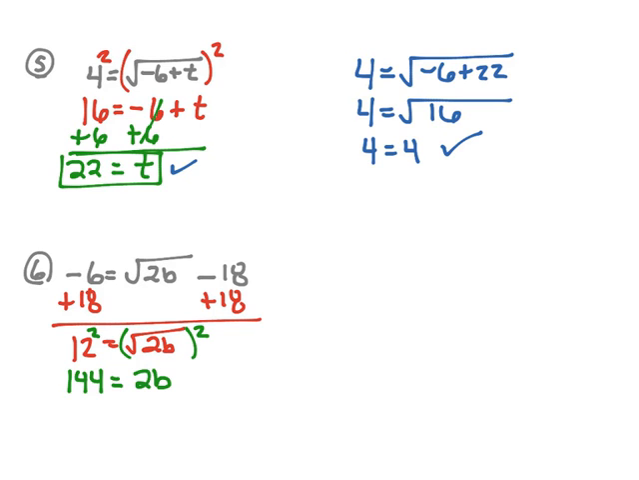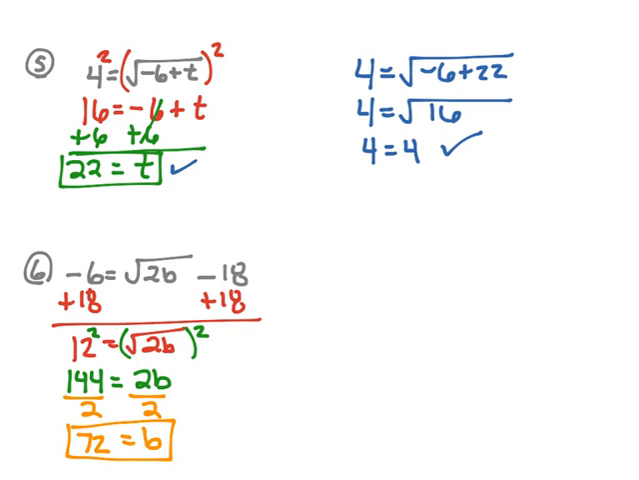Trying to isolate b. I want that b by itself. And right now they're multiplying by 2. So what I'm going to do is the opposite of that. I'm going to divide by 2. And 144 divided by 2 is 72. Which means my solution is 72.